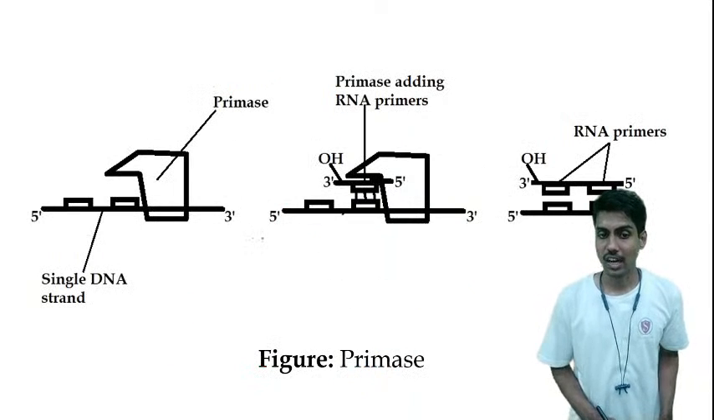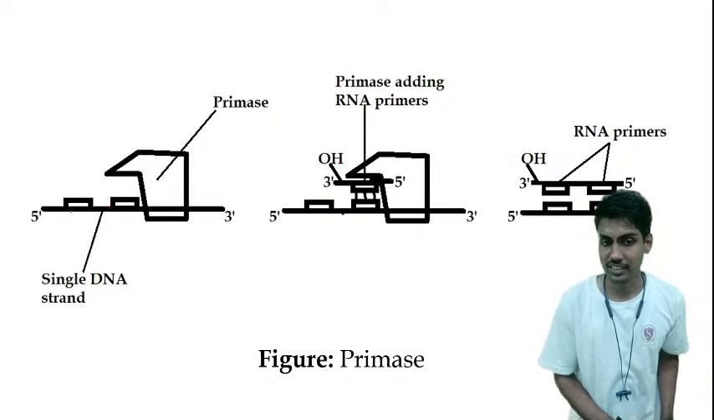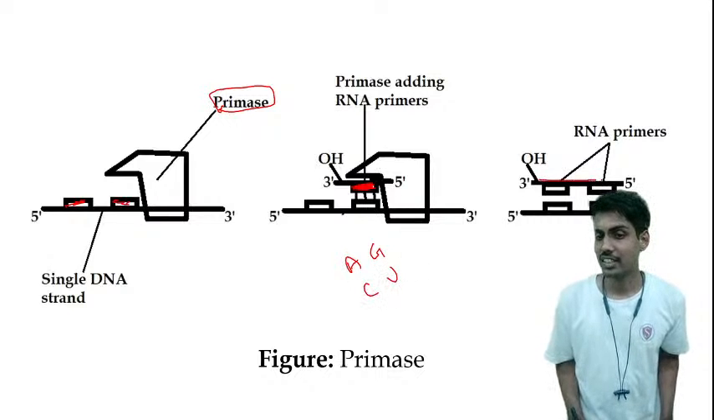Now this is how the RNA primase synthesizes primers. This is the single stranded DNA. The primase enzyme gets attached to it and synthesizes the complementary strand containing RNA nucleotides like adenine, guanine, cytosine, uracil. Okay, these are the RNA primers. Now you can see these are also in which direction? 5'-3' direction. Okay.